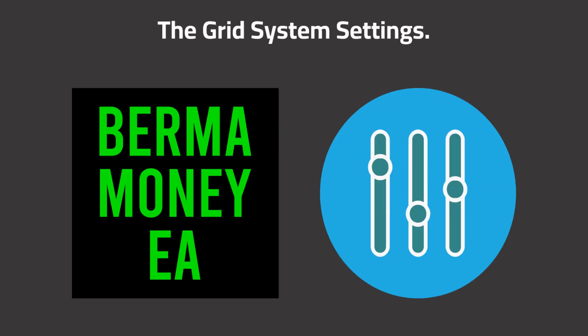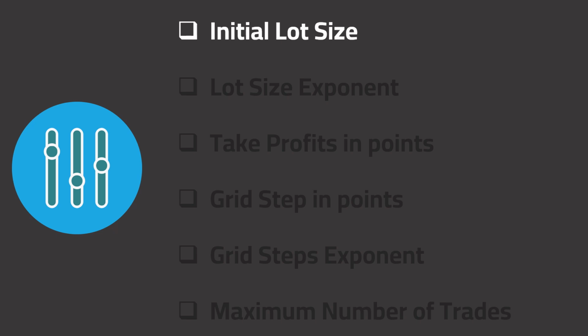The grid system settings. It represents the set of settings used to perform calculations for the trading grid on the chart. First, the initial lot size. It represents the volume of the first order on the grid, which we will rely on to calculate the size of all grid orders. Second, the lot size exponent. It determines the amount of increase in the volume of each order on the grid.